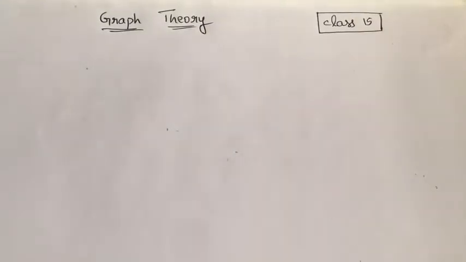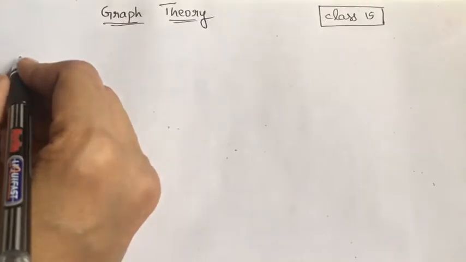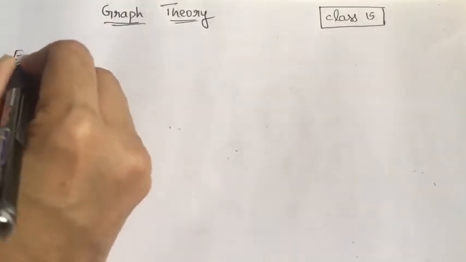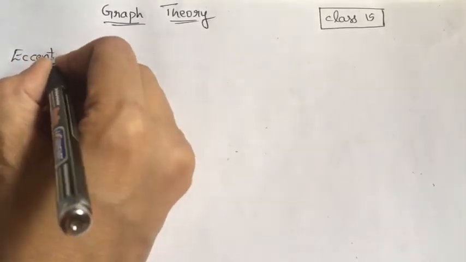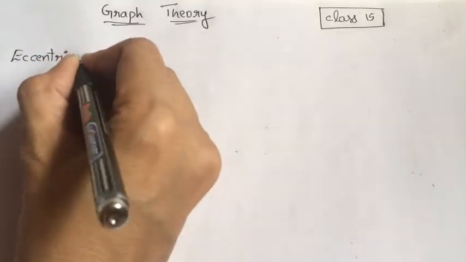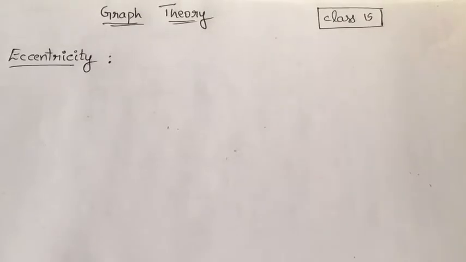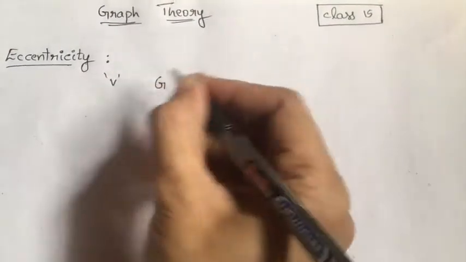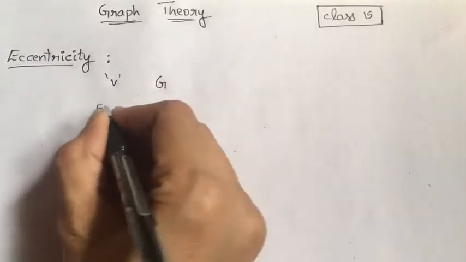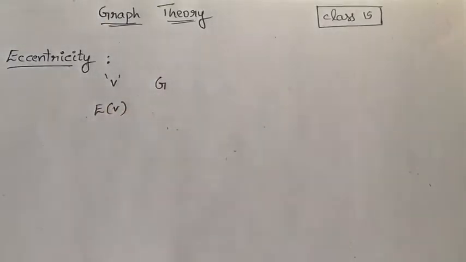Let us learn some more terms which are used in the study of graphs. First one is eccentricity. We define eccentricity of a vertex. If V is any vertex in graph G, then the eccentricity of V is denoted by E of V.